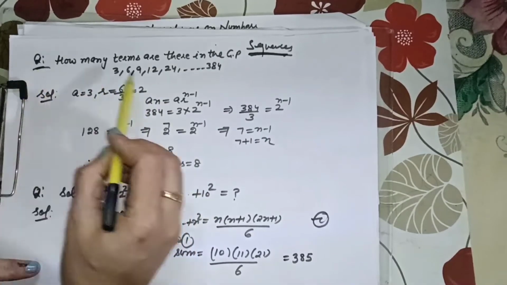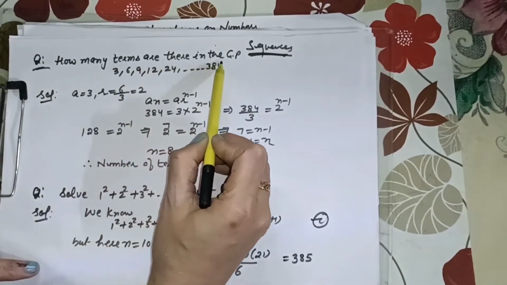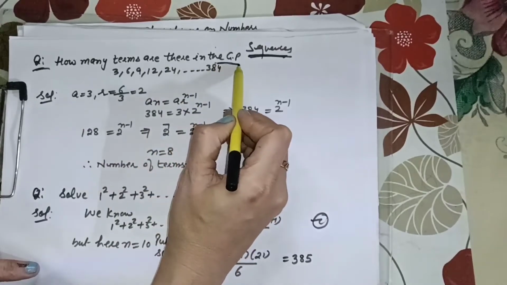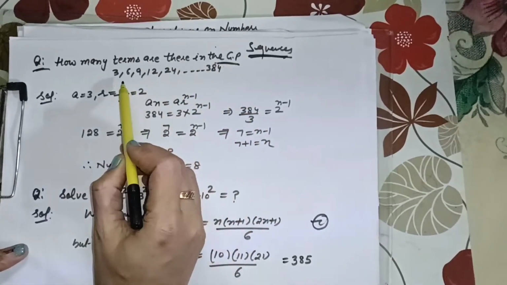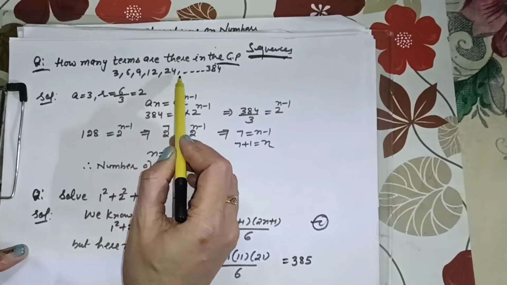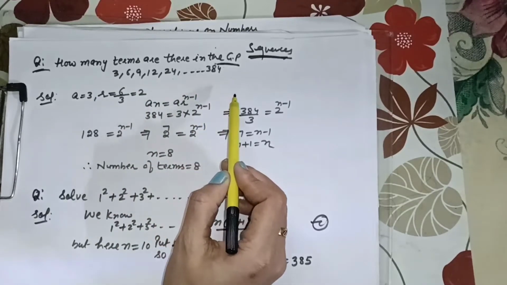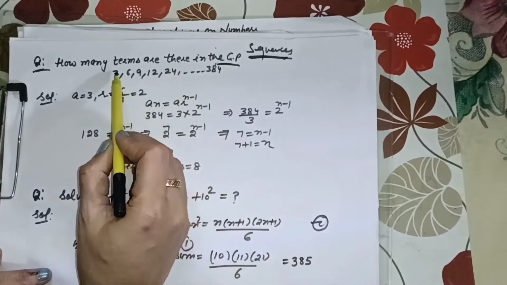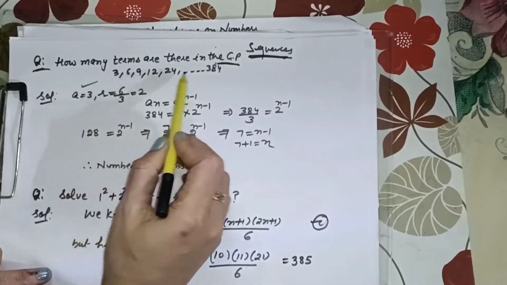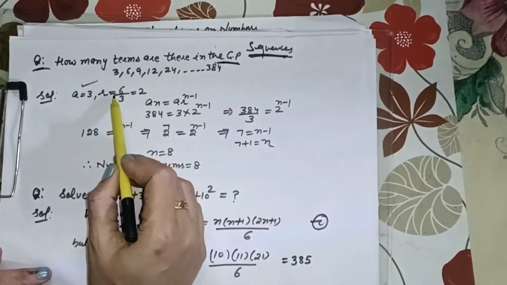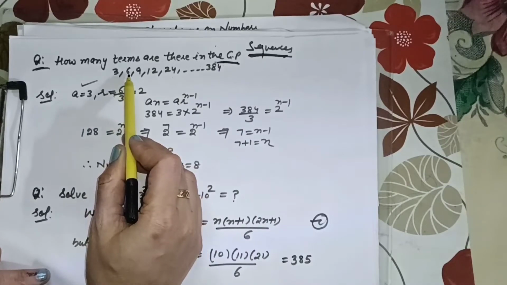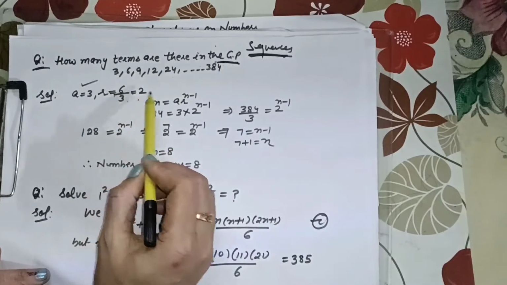So, first question is, how many terms are there in the GP? It is already mentioned this is a GP series, that is 3, 6, 9, 12, 24, up to 384. So, we have to just calculate the value of n. Here, the first term is 3. It is already mentioned this is GP, so we will find out the common ratio. Common ratio, that is 6 divided by 3, it will be 2.